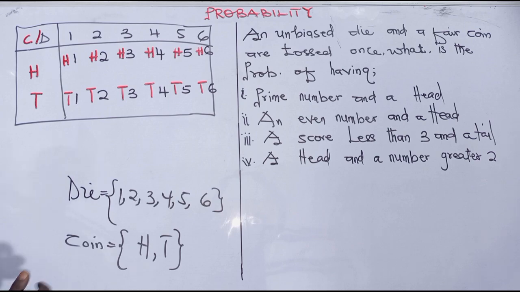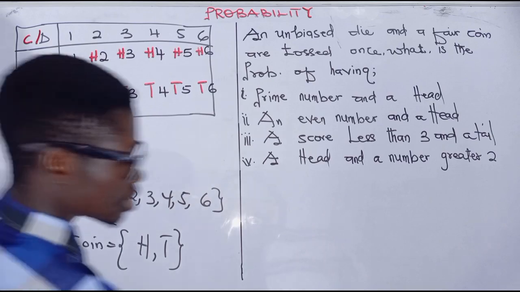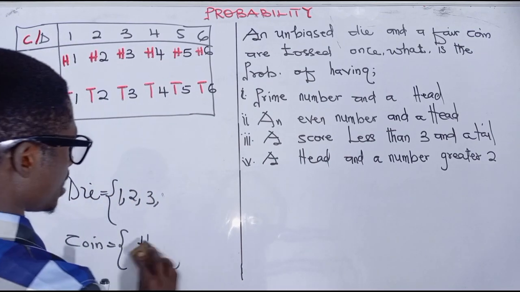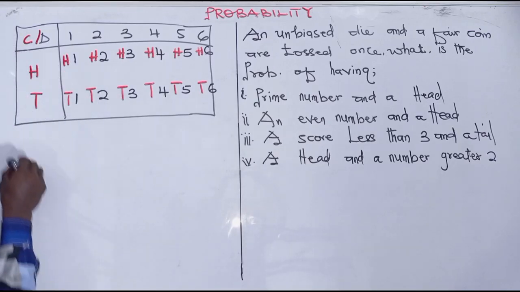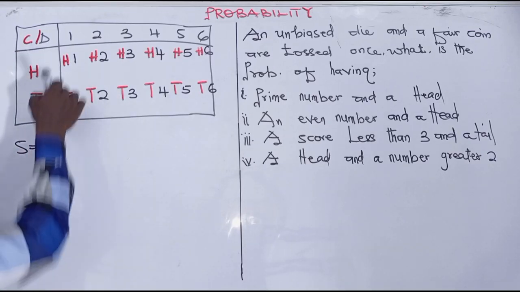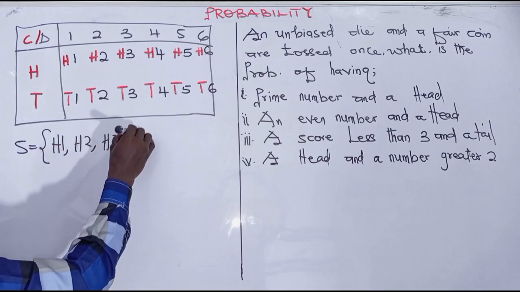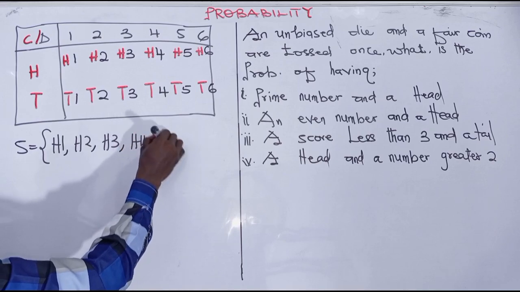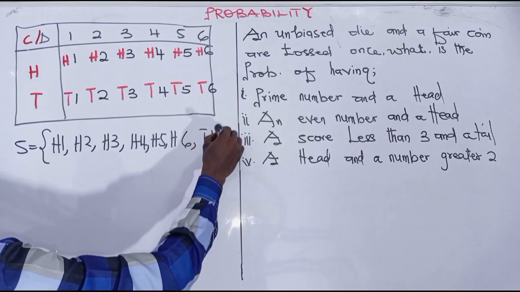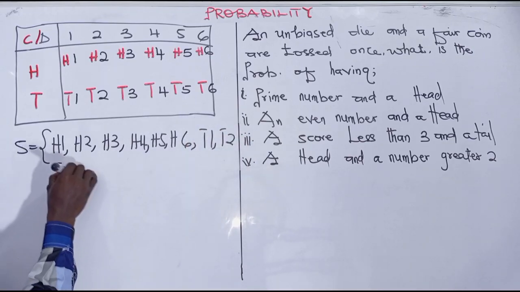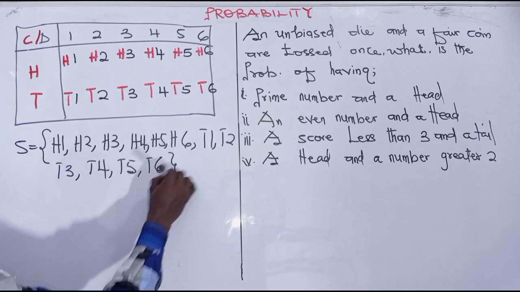So all these sets of possible outcomes in this enclave become the set of possible outcomes when an unbiased die and then a fair coin are tossed once. So let's rewrite the sample space. H1, H2, H3, H4, H5, H6, then move on to T1, T2, T3, T4, T5, and then T6.